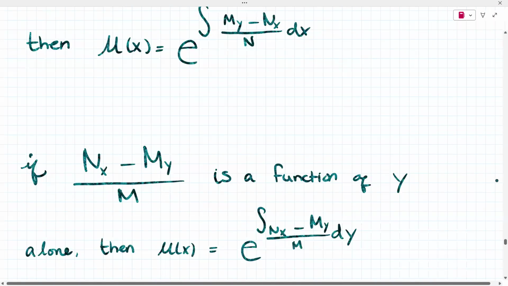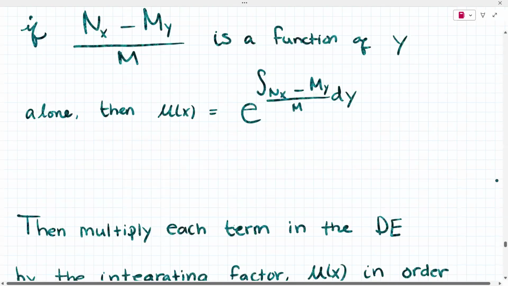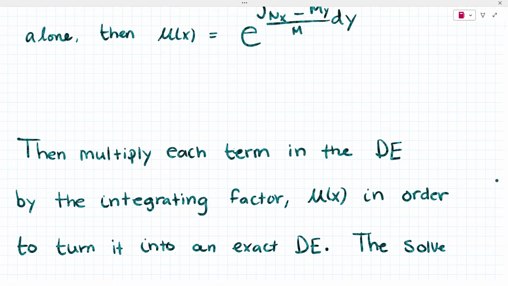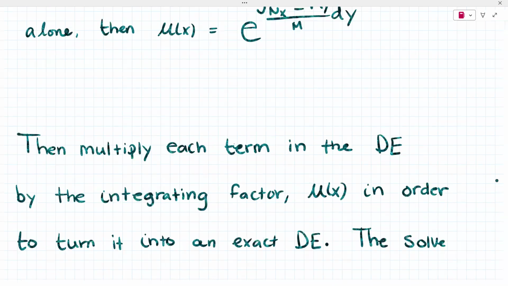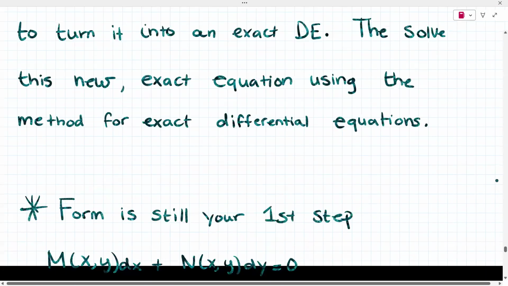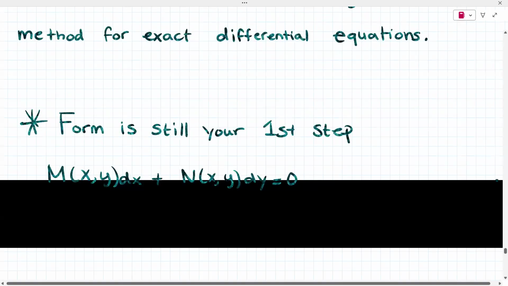If N sub x minus M sub y, over M, is a function of y alone, then it's similar. So what you would do is multiply each term in the differential equation by the integrating factor mu in order to turn it into an exact differential equation. Then solve this new exact equation using the method for exact differential equations. Form is still your first step, so you still have to put it in correct form.